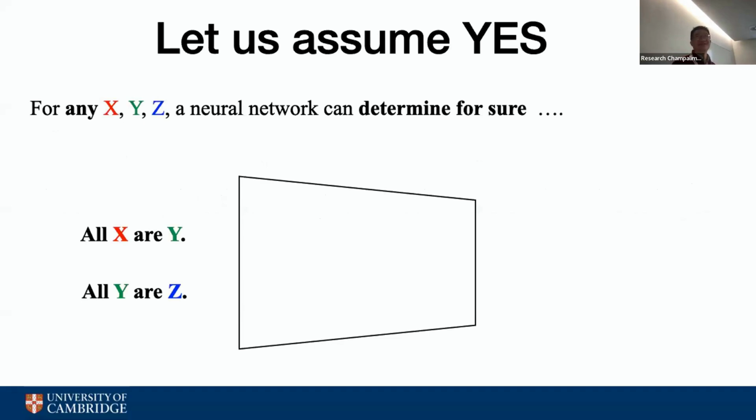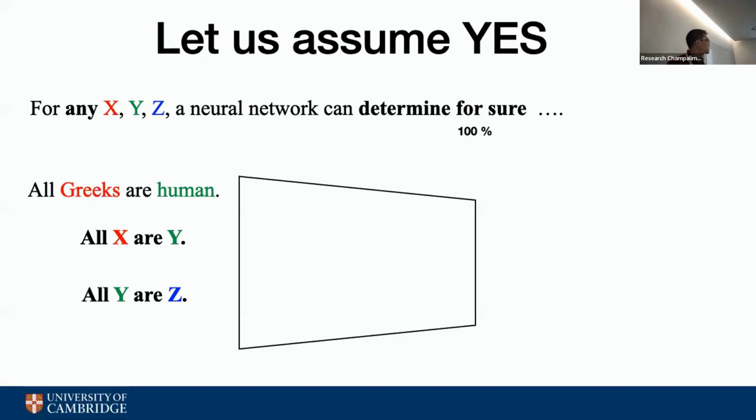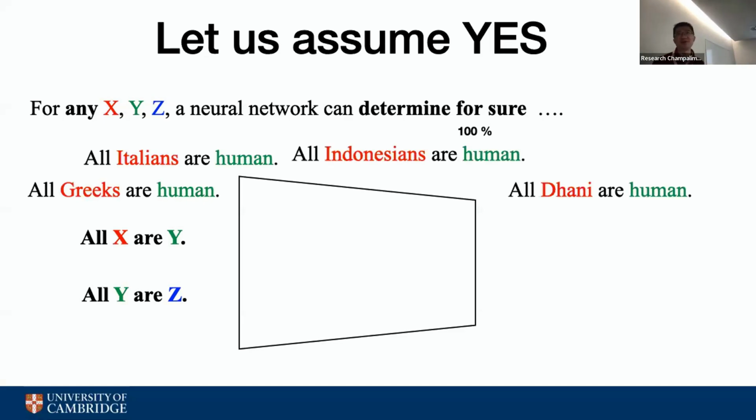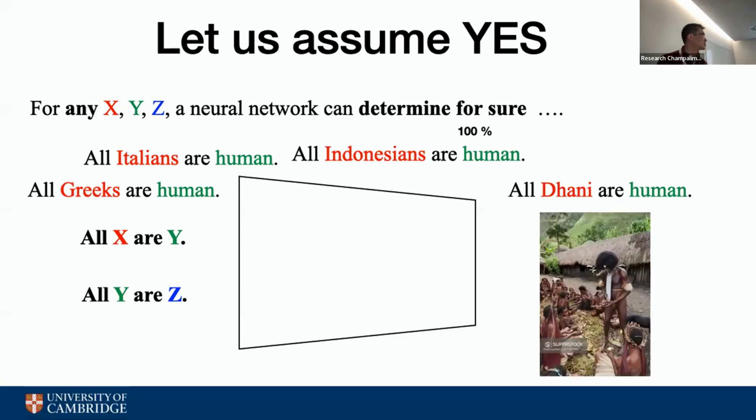Let's assume yes. Let's suppose for any x, y, z, a neural network can determine for sure, and for sure means one hundred percent accuracy, that all x are z. Because it's for all elements, we can say all Greeks are human, all Italians are human, all Indonesians are human, and then there must be some out of distribution. Say all Chinese are human, which seldom exists in the corpus, and then the network has some problem.